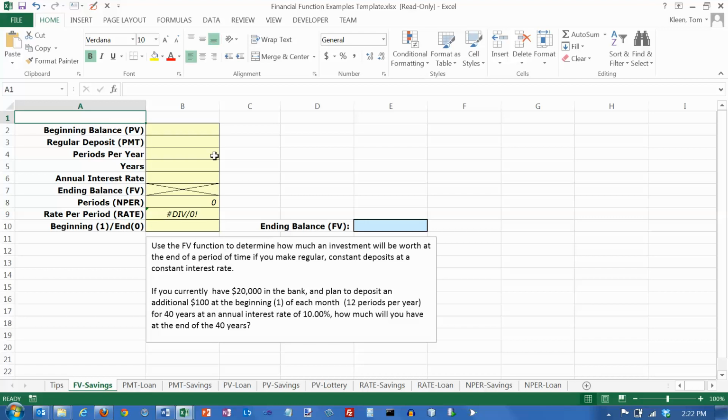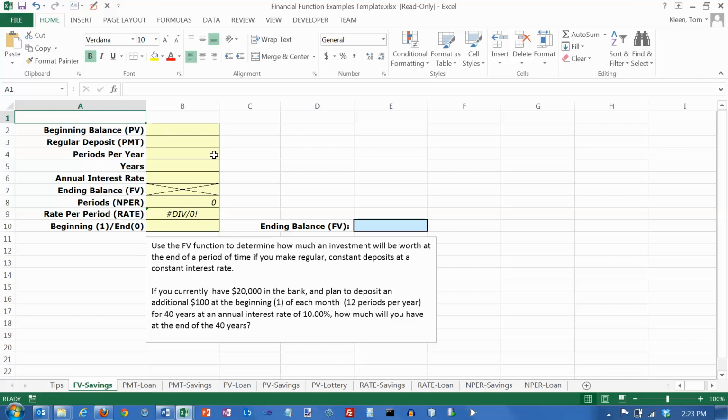In this video, we're going to take a look at one of Excel's financial functions, the future value function. Future value is used to determine how much money you will have in an account at the end of a given period of time. And it makes two assumptions. One is that the interest rate that you earn is constant over that period of time.